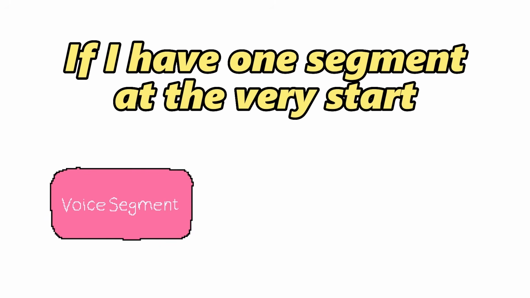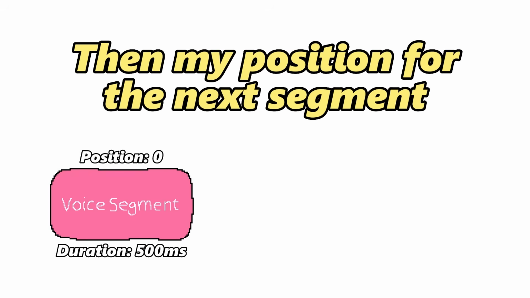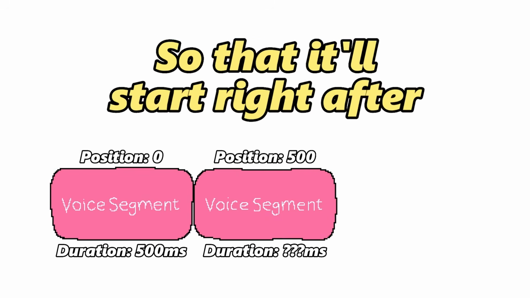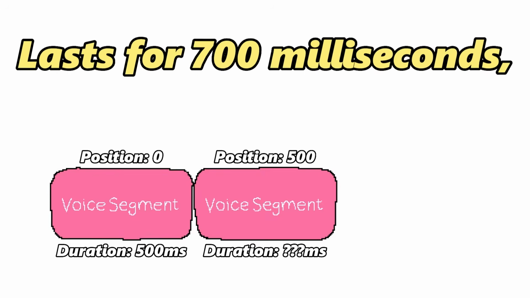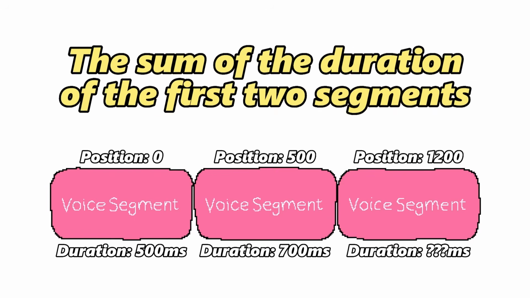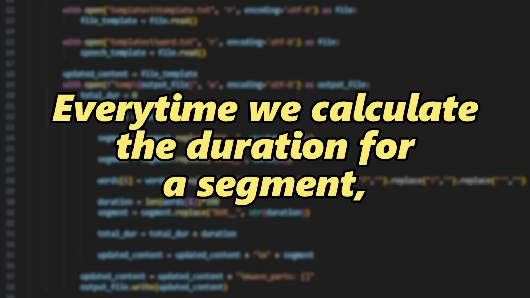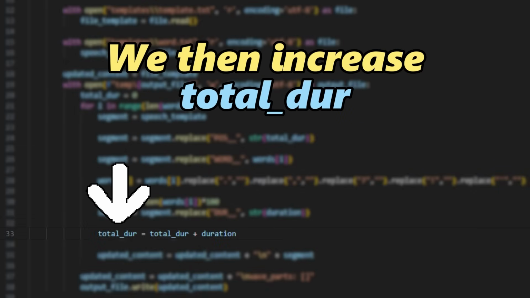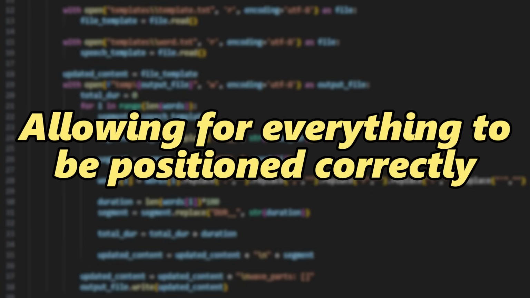If I have one segment at the very start that lasts for 500 milliseconds, then my position for the next segment would need to be 500 so that it'll start right after. If that next segment lasts for 700 milliseconds, then to add another segment after that, I would have to position it at 1200, the sum of the duration of the first 2 segments. Every time we calculate the duration for a segment, we then increase total DUR by that same amount, allowing for everything to be positioned correctly.